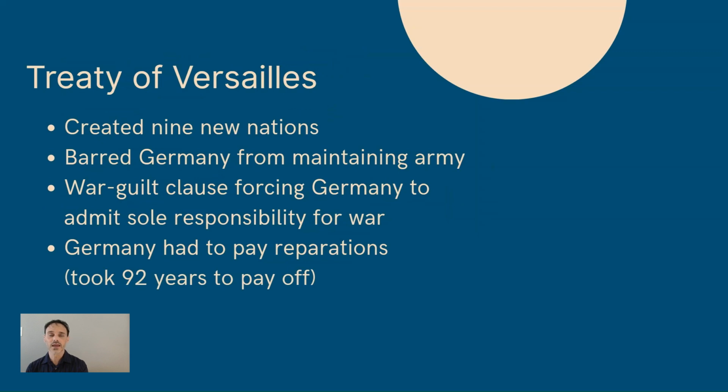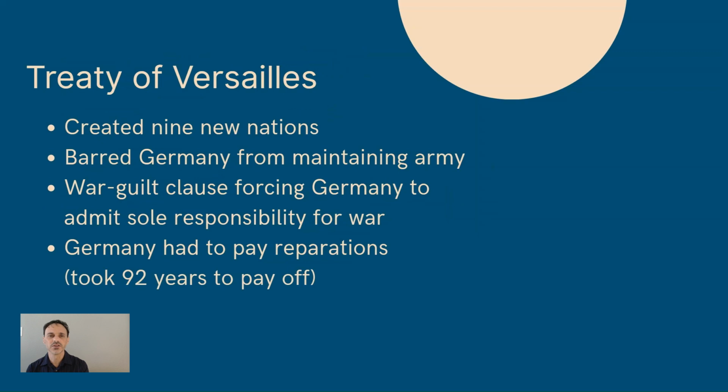Germany is barred from having its own army. So there will no longer be a standing German army. It was illegal. Germany is also forced to accept guilt for starting the war, which, if you think about it, Germany really didn't start the war, right? It was a Serbian assassinating an Austrian, and it was Austria who first declared war on Serbia. But that didn't matter. Germany was forced to accept a war guilt clause, and they had to pay reparations, a penalty, a payment for starting the war, according to the treaty. Those reparations took 92 years to be paid off. So if you think about it, that's a long, long time.